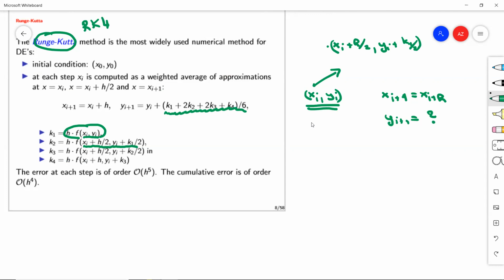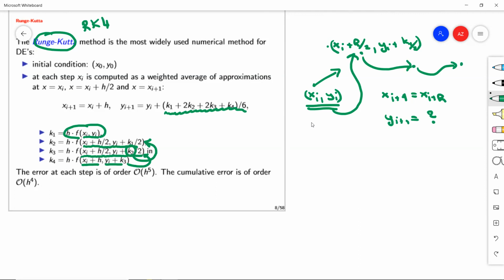And then the third point, I won't write them down. The third point is again the same x coordinate and the y coordinate changes, but this y coordinate again depends on the previous y. And then the fourth one is xi plus h, and then yi plus k3, which depends on the previous point. So they are somehow connected. So we have point xi, yi. Out of this we determine the next point, and out of this we determine the next point, and out of this we determine the next point.